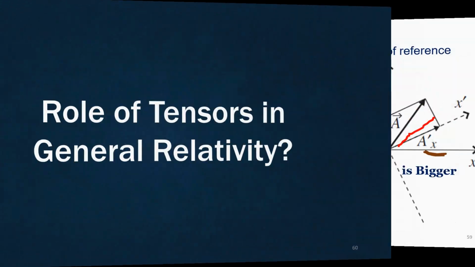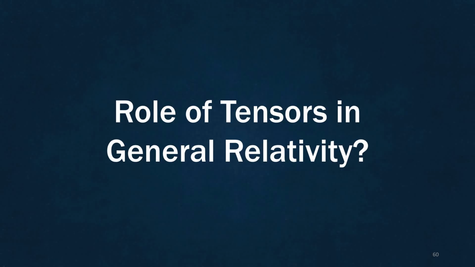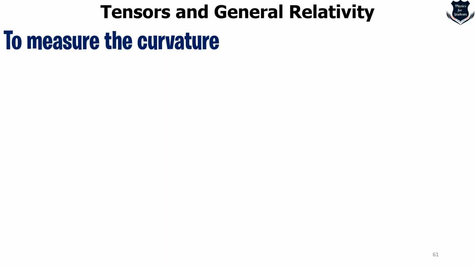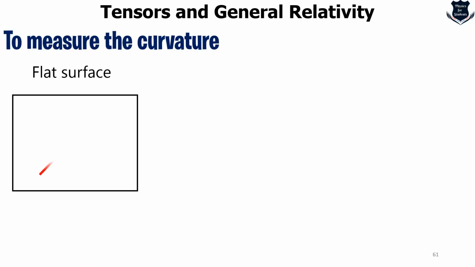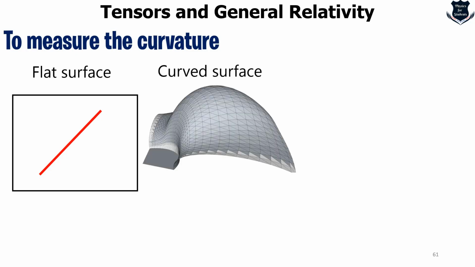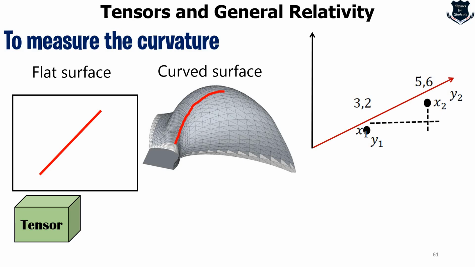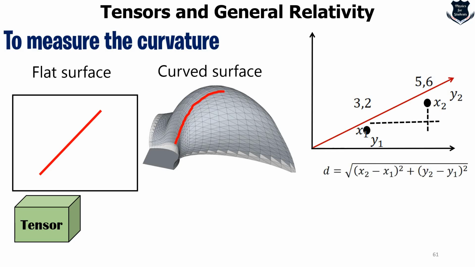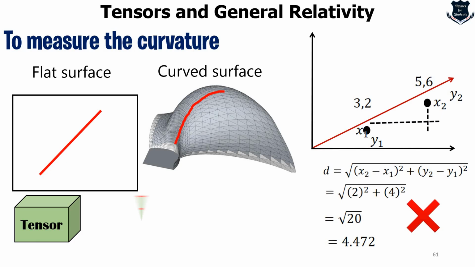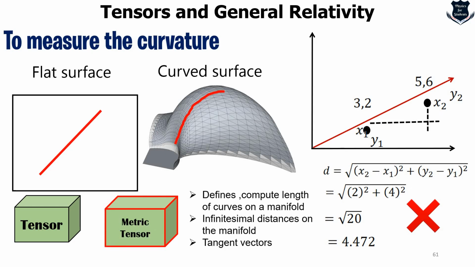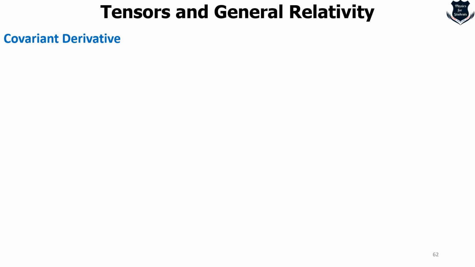So what is the role of tensors in general relativity? If I ask you, obviously it is measurement. Let us see how we can understand that. Here is a flat surface and here is a straight line. Coming to a curved surface, you will see this straight line becomes curved. That means the usual Pythagorean rule for the distance between two points is not going to work, and we need some kind of exotic mathematics called the metric tensor. That is what it does: it computes lengths, infinitesimally small distances, tangent vectors, and so on. This is actually the role of tensors.